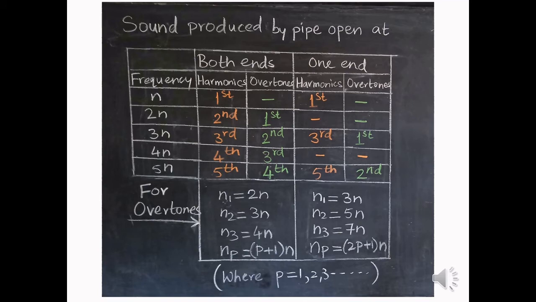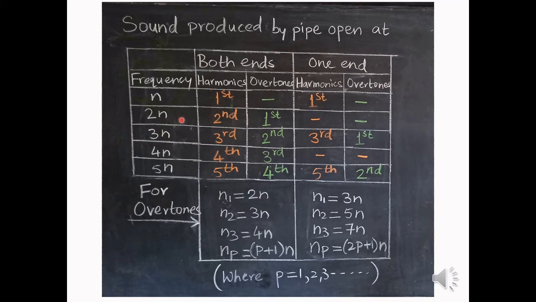The tabular form gives you the information at a glance. So let us consider the information about the sound produced by pipe open at both ends and at one end. Here the first column represents the frequency. N is the fundamental frequency. In case of pipe open at both ends, it represents the first harmonic, and the same in case of the pipe open at one end, it represents the first harmonic.